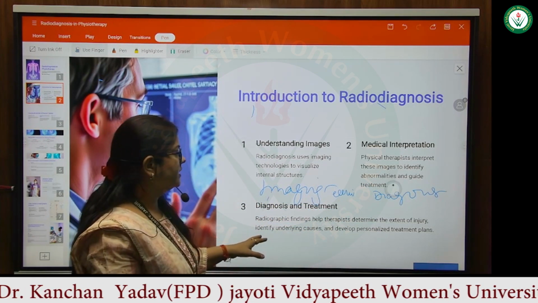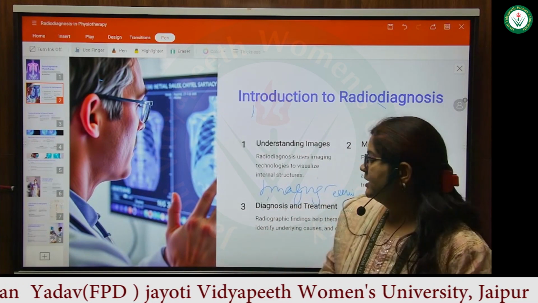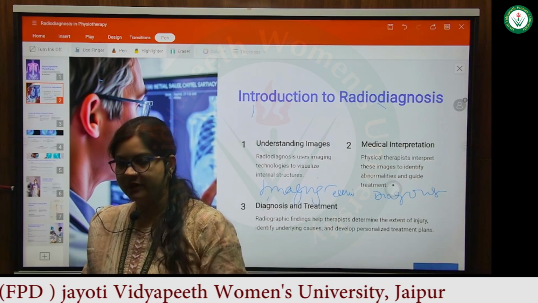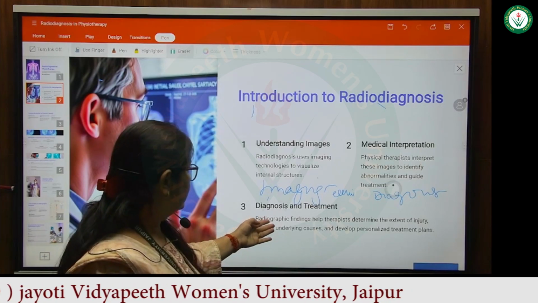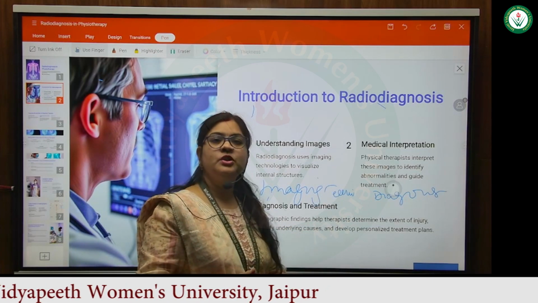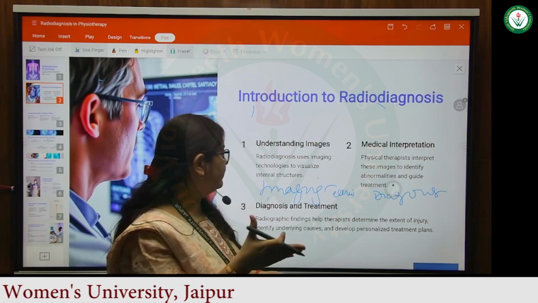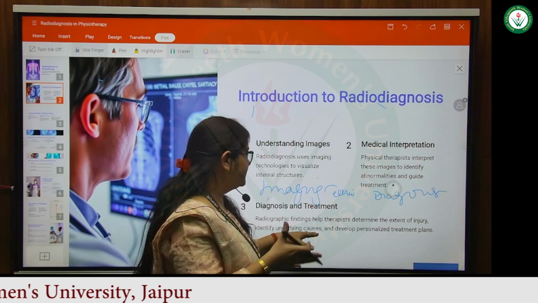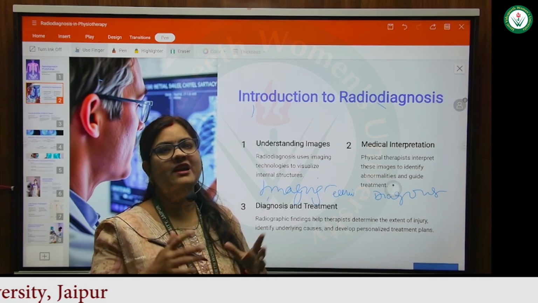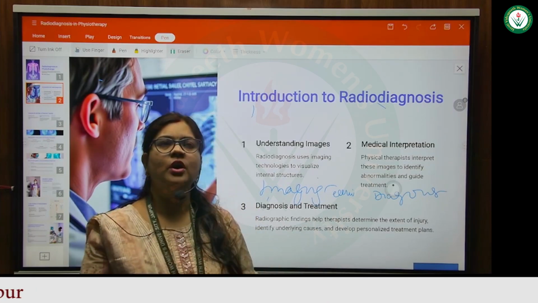So the next one is the diagnosis and the treatment. In this context, we can say the radiographic finding is most important toward diagnosing the condition or making the treatment of that condition. So radiographic findings help the therapist to determine the extent of injury, to identify the underlying cause, what is the factor behind it, where that abnormality is present, and at last it is helpful for developing a planned protocol or a tailored program for the treatment of the patient's condition.